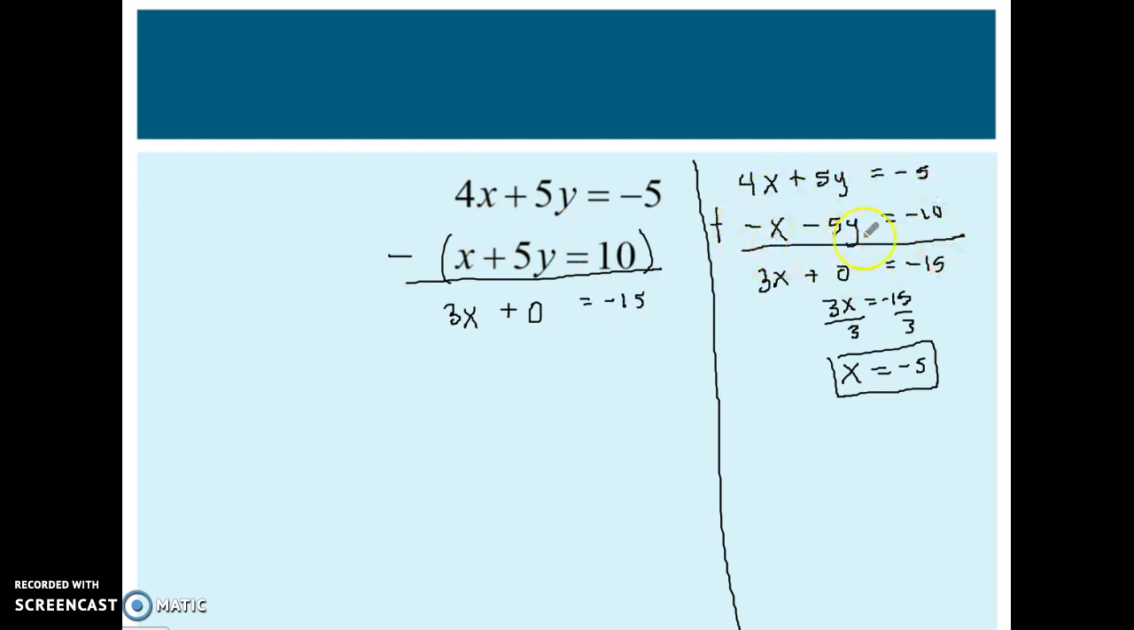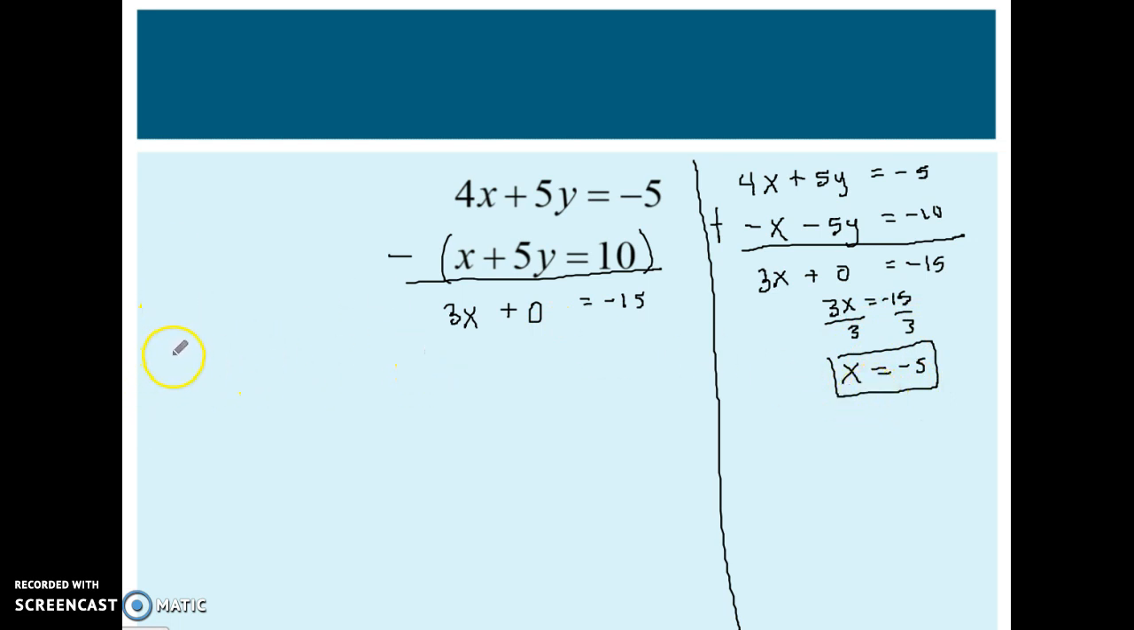So sometimes it's easier to change the sign of everything so that you're writing it as an add the opposite problem, so the opposite of each of the terms, and then you can just add the two equations, but you should end up with the same answer. So we found our x to equal negative 5. Now we just have to find y.